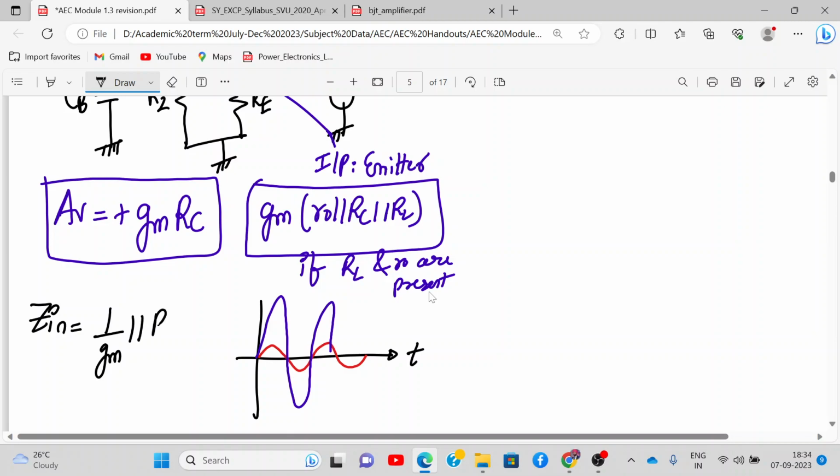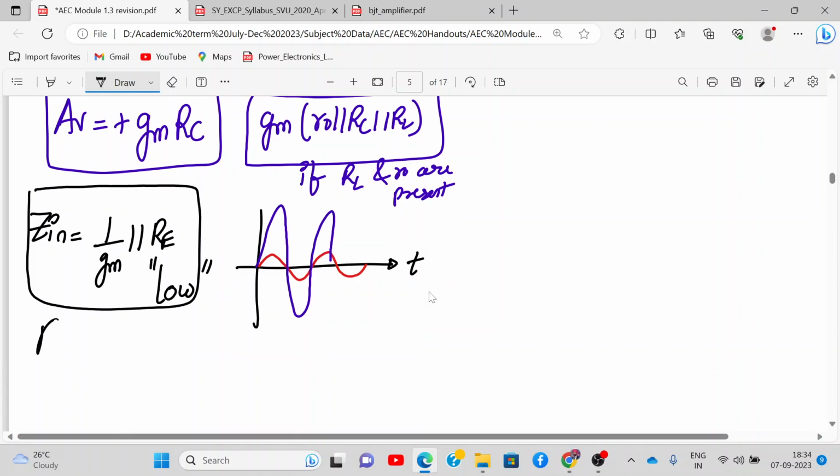My input impedance will be very low. That's the feature of this amplifier. Input impedance is very low. It's not good for a voltage amplifier, but for a current amplifier it's very good.